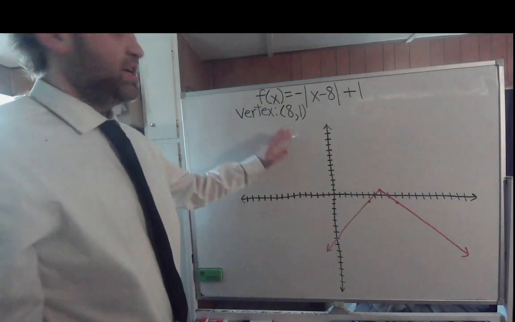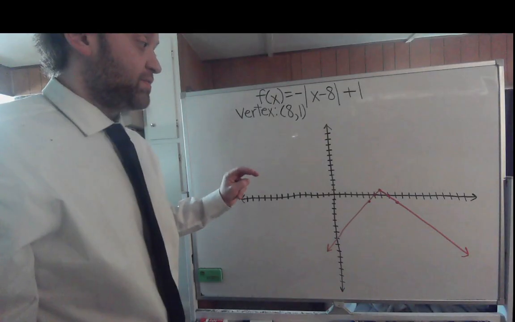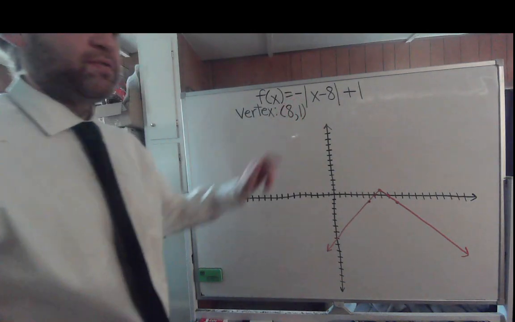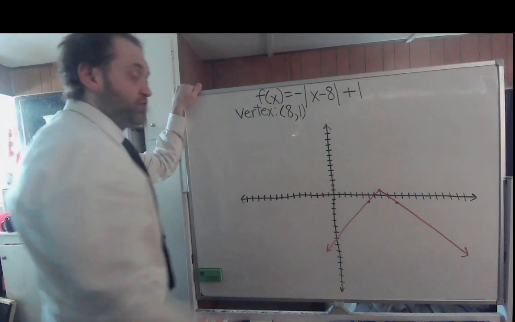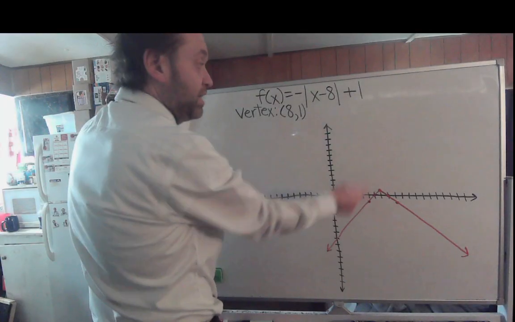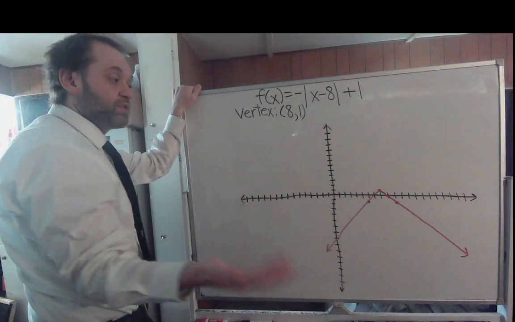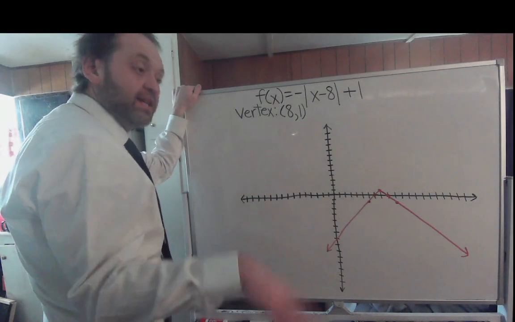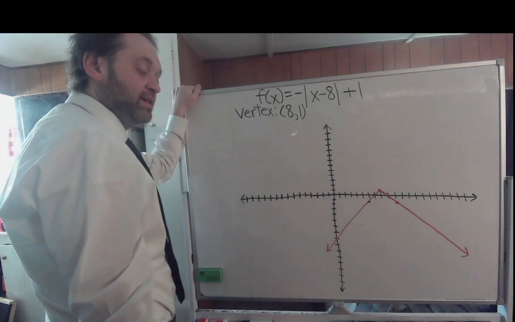So we have taken the original absolute value of x function, we have reflected it in the x-axis since there's a negative sign on the front. We have shifted the vertex to the right 8 units and up 1 unit. So that's what it does. It shifts the whole graph to the right 8 units and up 1 unit, and it's reflected in the x-axis.